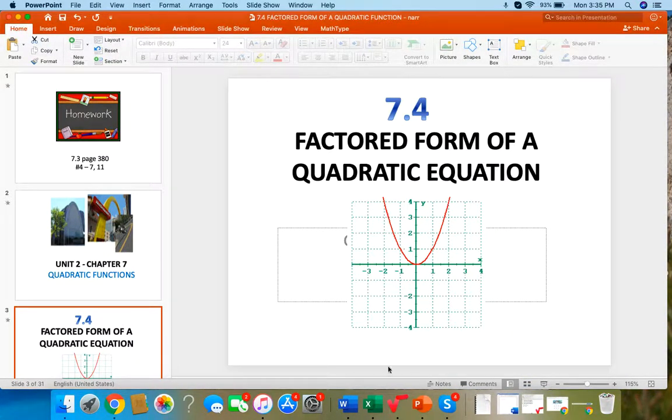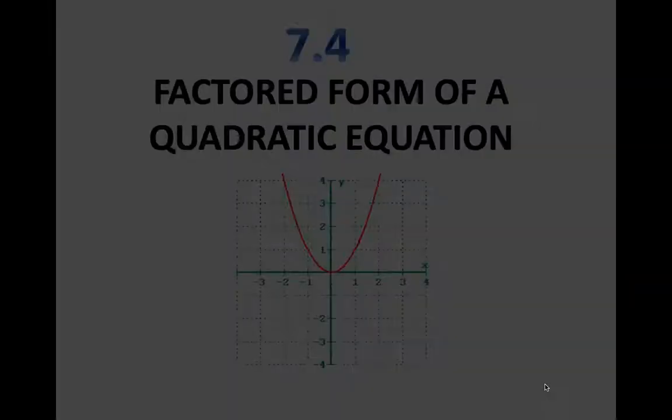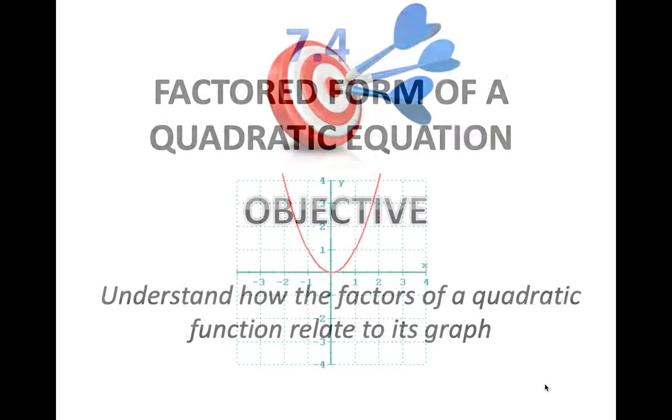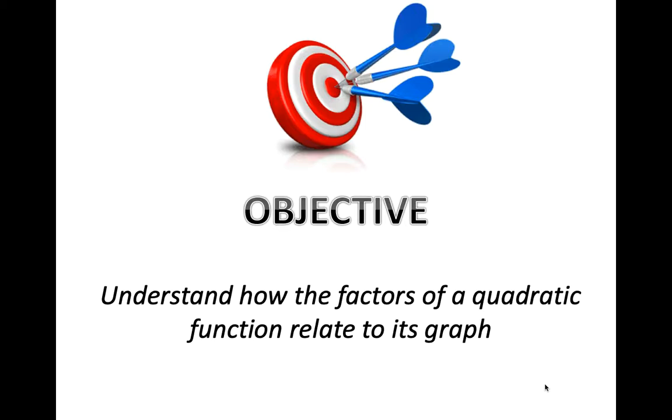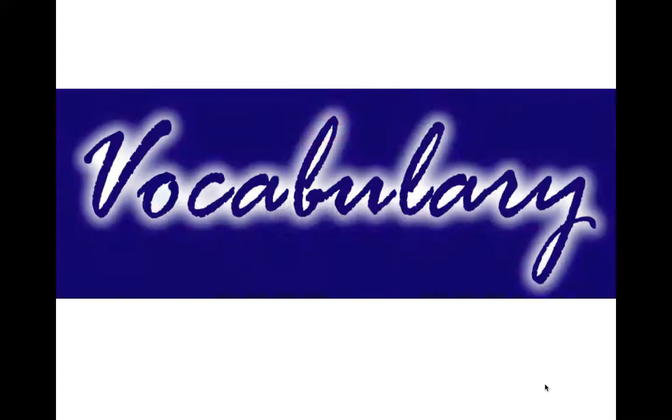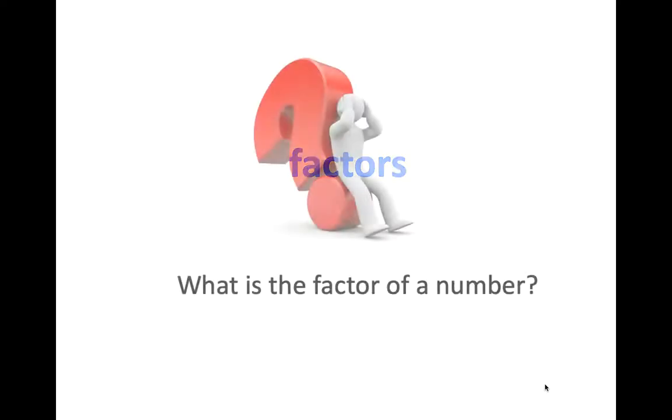And this lesson is 7.4, Factored Form of a Quadratic Equation. What we're trying to accomplish in this lesson is to help you understand what the factors of a quadratic function do to help you understand a graph. What are they and how do they help us? So the vocabulary that we're going to look at is really just one word. We're going to make sure that you understand what factors are.